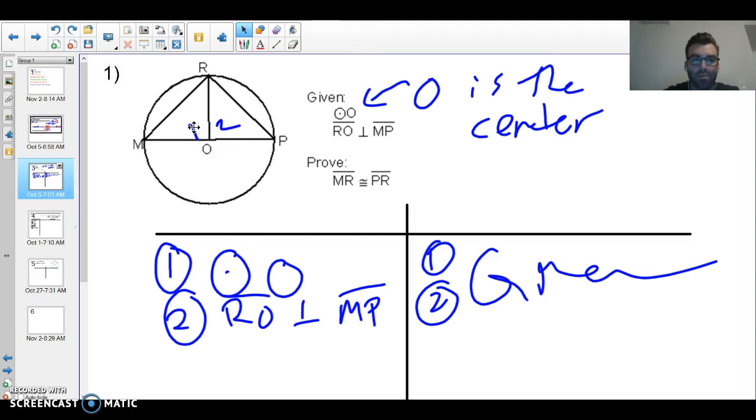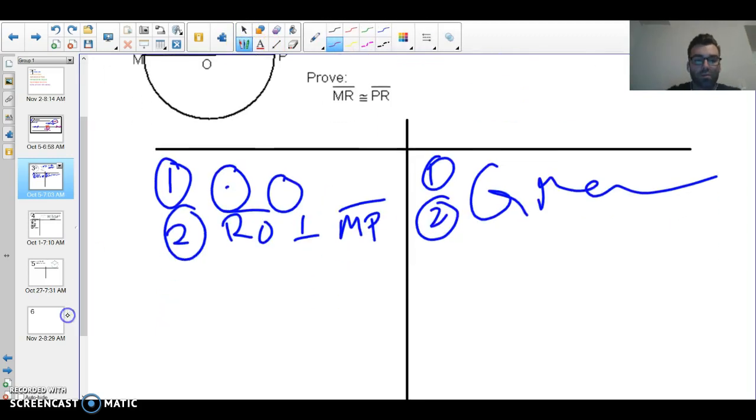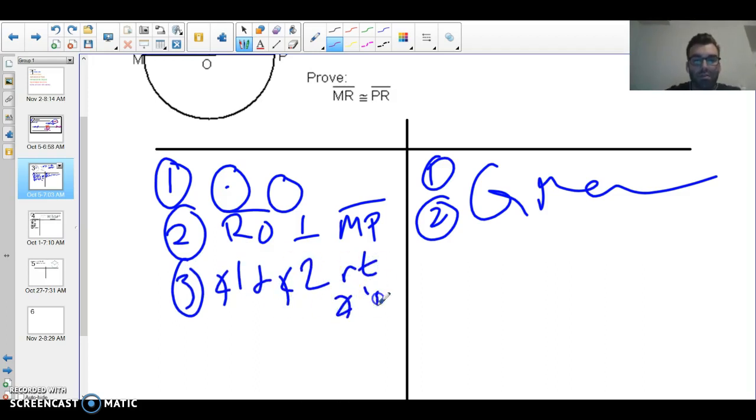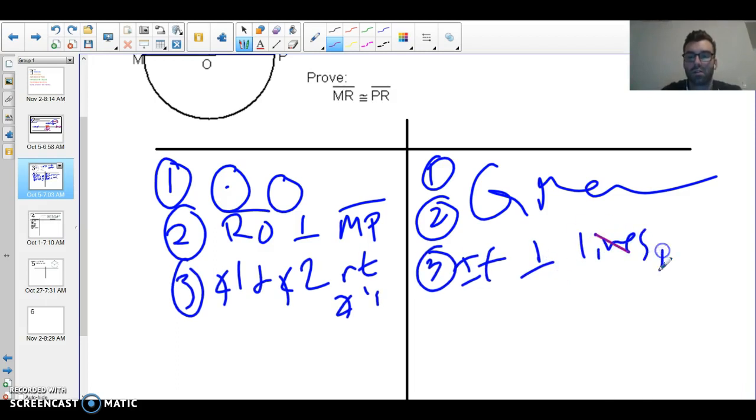So that tells me that angles, let's imagine that angle 2 is right there. Okay, angle 2 is right here. That tells me that angles 1 and 2 are right. Angle 1 and angle 2, right angles. And we say if perpendicular lines, then right angles.